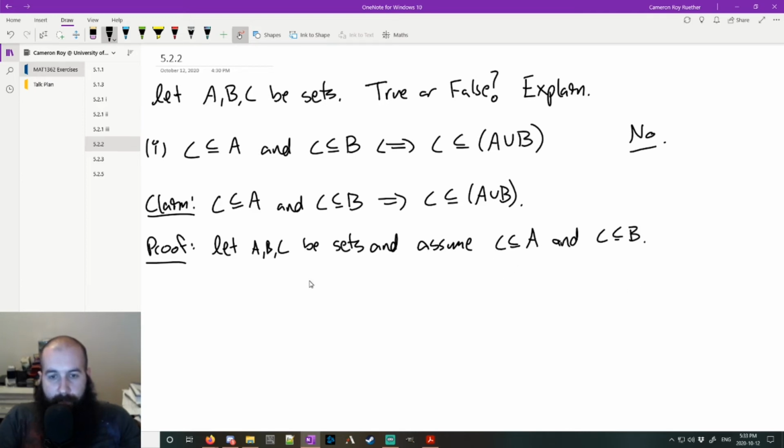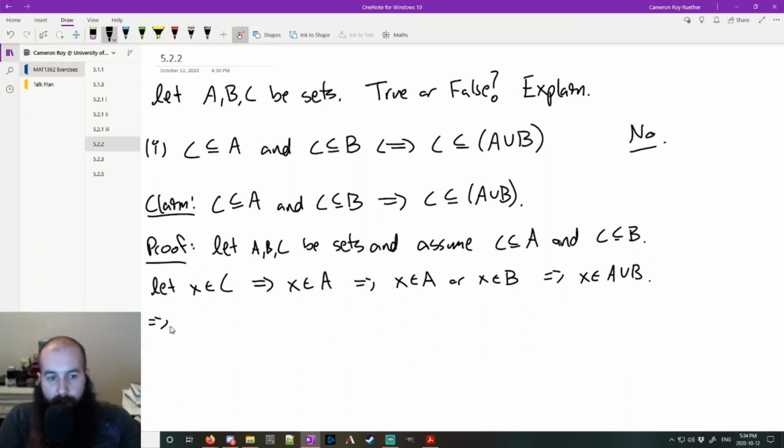Since C is a subset of A, we know that if we let X be an element of C, this means that X is an element of A. This means that X is an element of A or X is an element of B, because you can tack on any proposition with an or. And if X is in A or it's in B, this means that X is in the union. This chain of equalities means that all the elements of C are elements of A union B, and therefore C is a subset of A union B. So we've proved our claim.